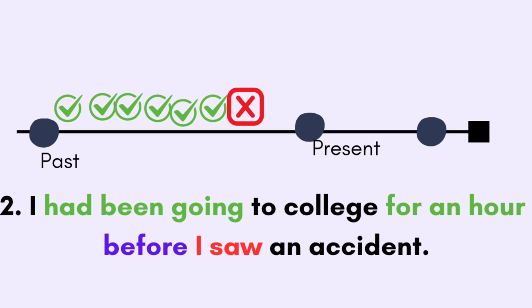I had been going to college. It was the continuous action in the past. And look, I have mentioned the duration, for an hour, before I saw an accident. So it happened after the continuous action. So before I saw an accident, I had been going to college for an hour. Look at the diagram, you will be able to understand. We will see two more examples, okay?